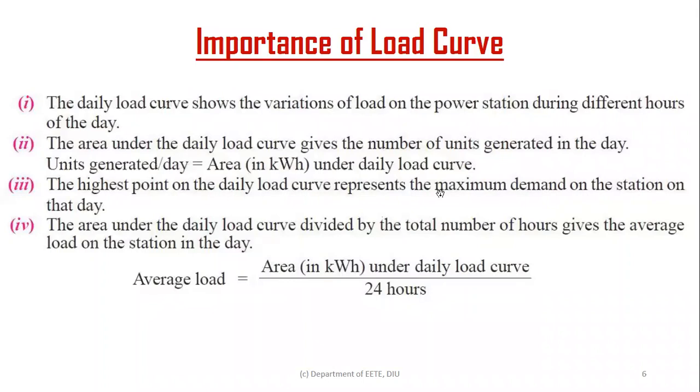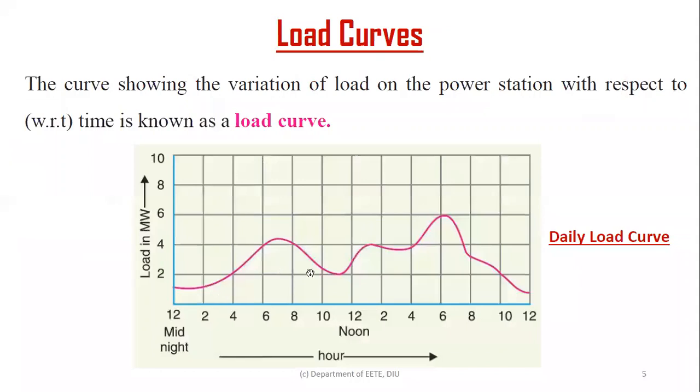The third point is that the highest point of the daily load curve represents the maximum demand. I already said that the highest point is the maximum demand of the station on that day. The last point: the area under the load curve, divided by the total number of hours, gives us the average load. If I sum all the area and divide by 24, it gives us the average load. So every hour, we can decide how much load is given or how many units are generated on average. So that was the importance of the load curve.